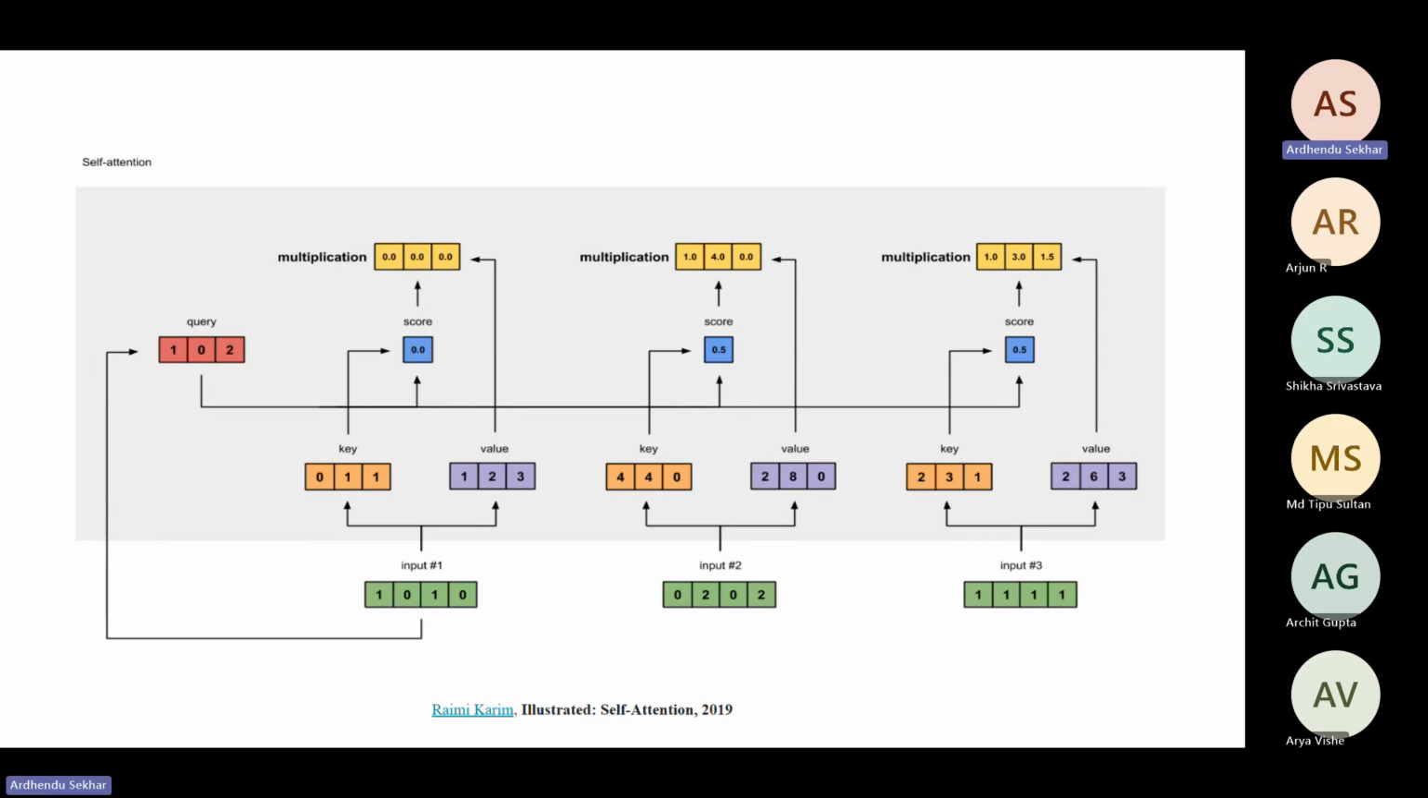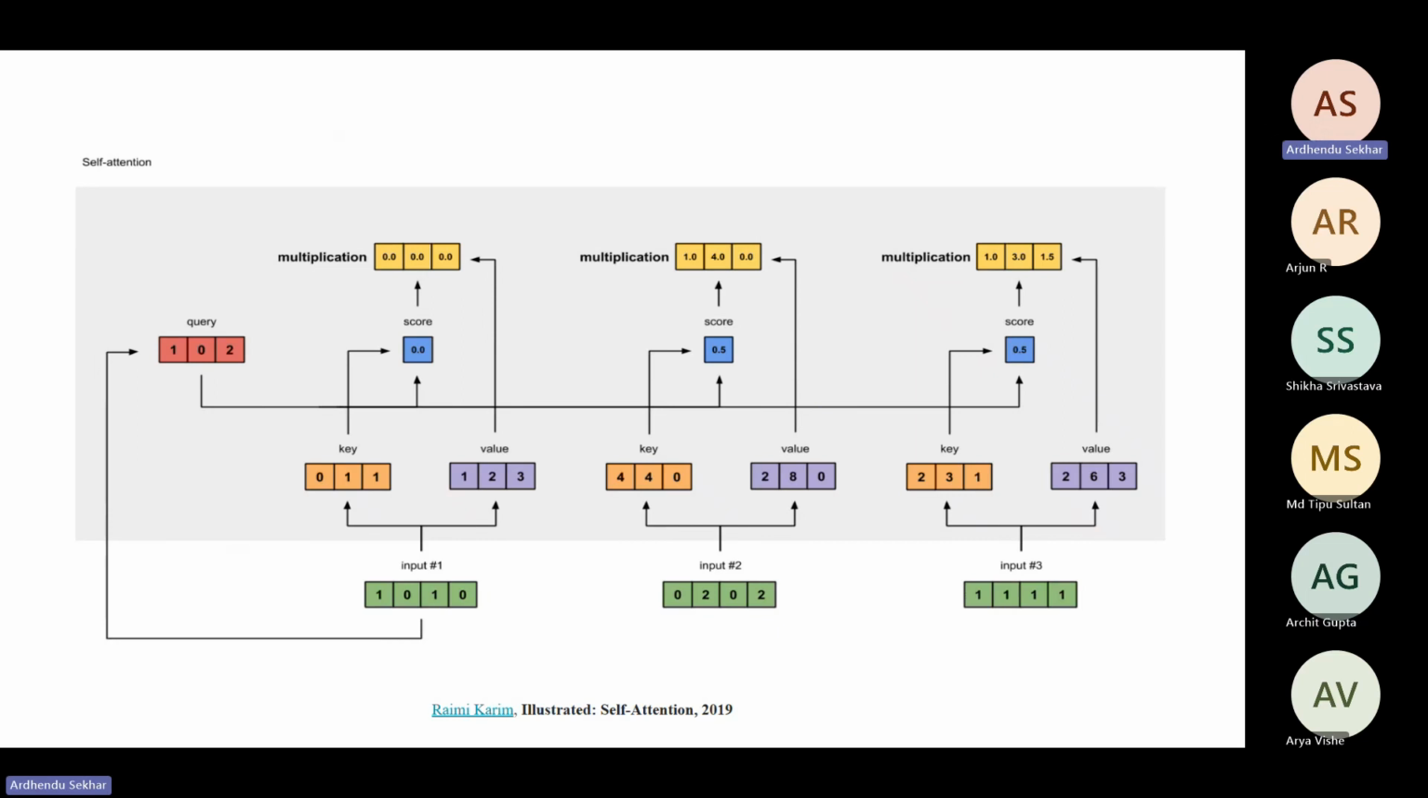Each will generate three vectors, not two. One is called the query vector, one is called the key vector, and one is called the value vector. This is done by matrix multiplication. The input vector will be multiplied with a tensor, and there will be three tensors with which it will be multiplied, generating three different vectors. For each input, this happens.